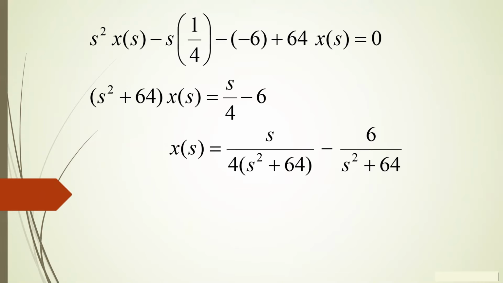Get the inverse Laplace. Okay, so we get the inverse Laplace of this. Now, the 4, we don't need the 4. We can bring out the 1/4. So look at the first term. What is the form based on the table? It's a cosine. So can you give me the inverse Laplace of the first term? 1/4 cosine 8t. Very good.